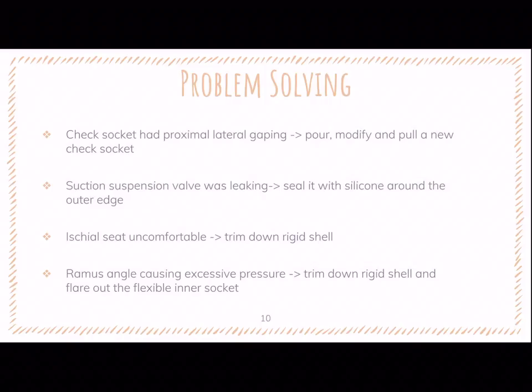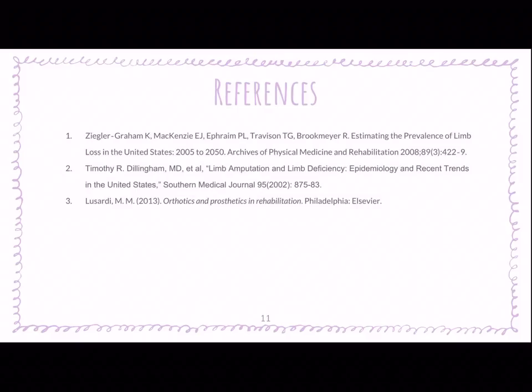Here are my references that I used for this presentation. Two of them are just statistics on amputations, and the third one is Lusardi, which has a lot of information about the components indicated for K3 ambulators. And that's it. Thank you very much.